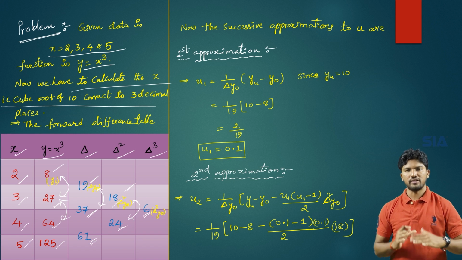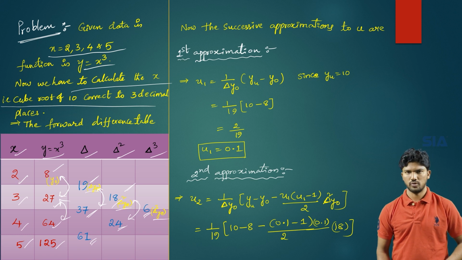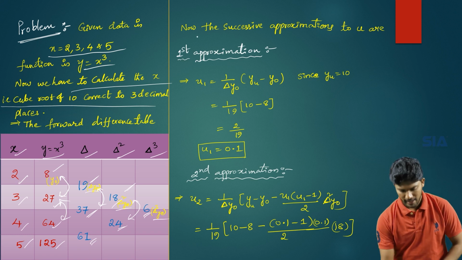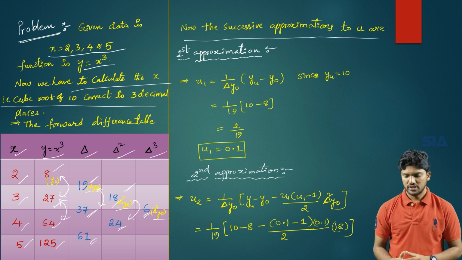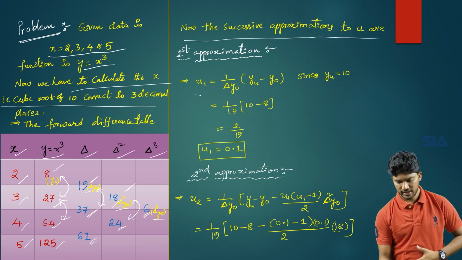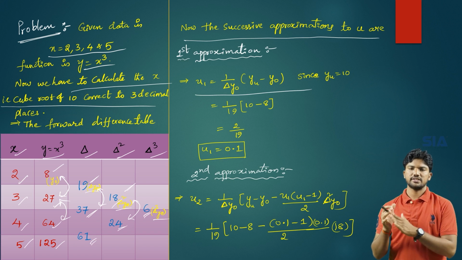Here we are using Newton's forward, so we are highlighting y naught, delta y naught, delta square y naught and delta cube y naught values. Why? Because those values we are going to use in the approximations. Now the successive approximation to small u, the first approximation, u1 is equal to 1 by delta y naught into (y suffix u minus y naught).